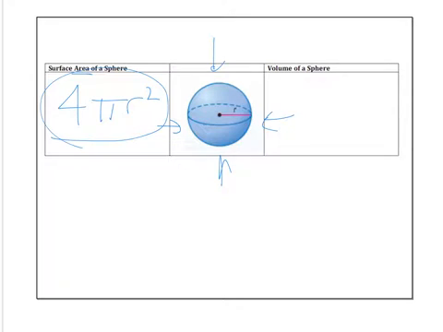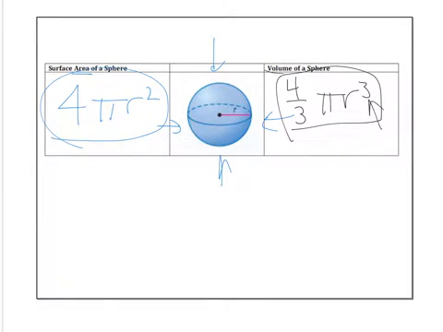The volume of a sphere is a little bit different. There's a long drawn-out process as to where this comes from. So it is 4/3 pi r cubed. Think about volume: you're thinking about three-dimensional space, so that's how you remember that this is going to be cubed. So 4/3 pi r cubed.